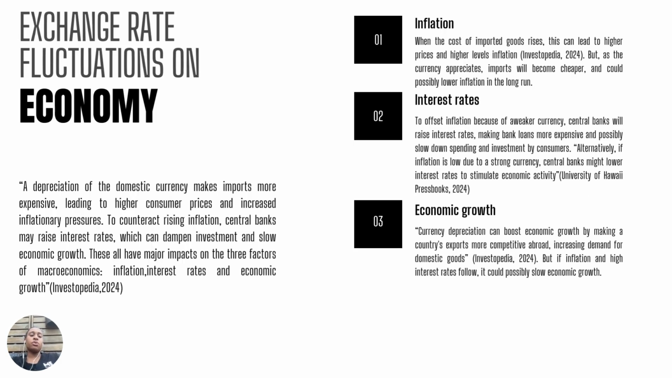Let's talk about the fluctuations on the economy. So the biggest three indicators that we can see of the fluctuations are inflation, interest rates, and economic growth. I have a quote here from Investopedia, and it says currency depreciation can boost economic growth by making a country's exports more competitive abroad, increasing demand for domestic goods. But if inflation and high interest rates follow, it could possibly slow down economic growth. So we can really see how exchange rate fluctuations significantly influence an economy's macroeconomic indicators, and a depreciation of the domestic currency makes imports more expensive.